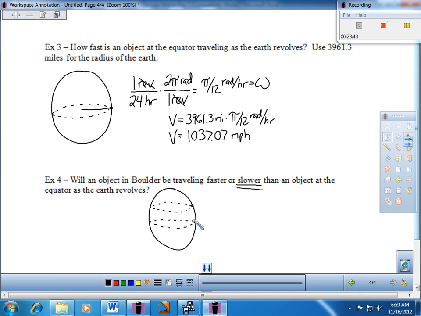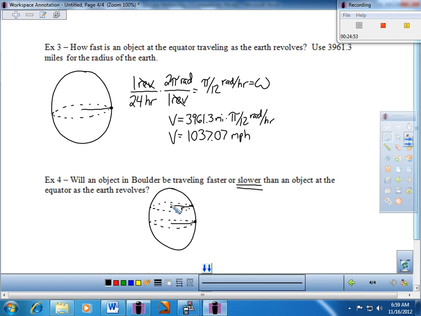We're actually going to calculate that, as I said, in the near future, but there are a couple things we're missing. I'm just going to add a couple ideas to the diagram here so you can see. What we are missing is the radius of the circle that Boulder is traveling around in circular motion. So we're missing that R. We were fortunate enough in the last one that the radius was the radius of the Earth, the 3961.3. But what we don't have is this R right up here.